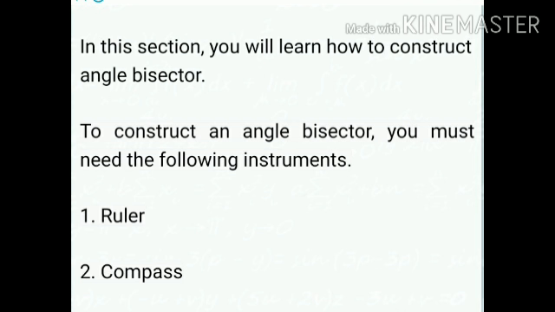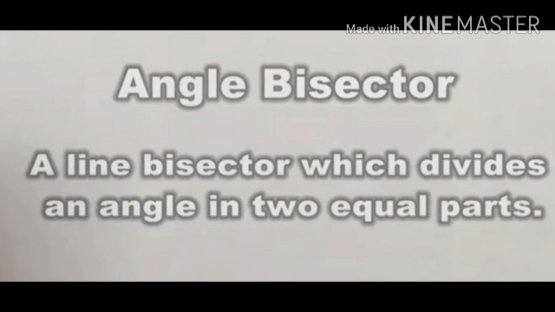First, we see the angle bisector. An angle bisector is a line which divides an angle into two equal parts.